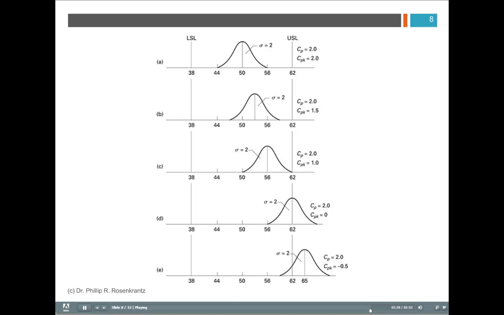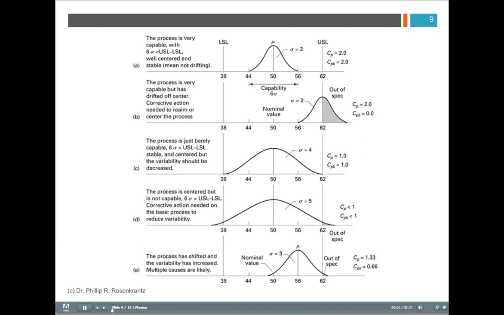And finally, if your distribution happens to be located outside of the spec limits, you'll get a negative CPK, but you'll still get a positive CP. So anyway, this is our first illustration of CP, CPK, and how they relate in a Six Sigma situation.